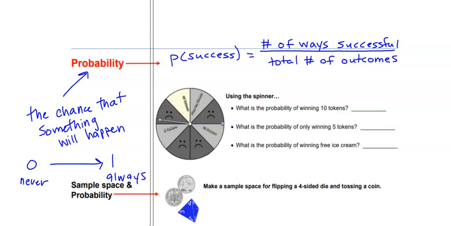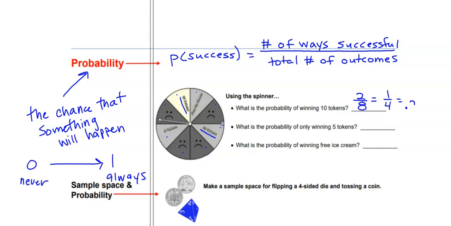So this first example using the spinner is really basic, really pretty easy. It says, what is the probability of winning 10 tokens? So we want to find how many ways we could be successful. Right here would be a winner, right here would be a winner. So the number of ways we could be successful is 2 over the total number of outcomes. So we would need to count all of the possibilities. I'm going to start here: 1, 2, 3, 4, 5, 6, 7, 8. So 2/8. And if you can ever reduce your fractions, you should do that. So 1/4. 1 divided by 4 would be 0.25.